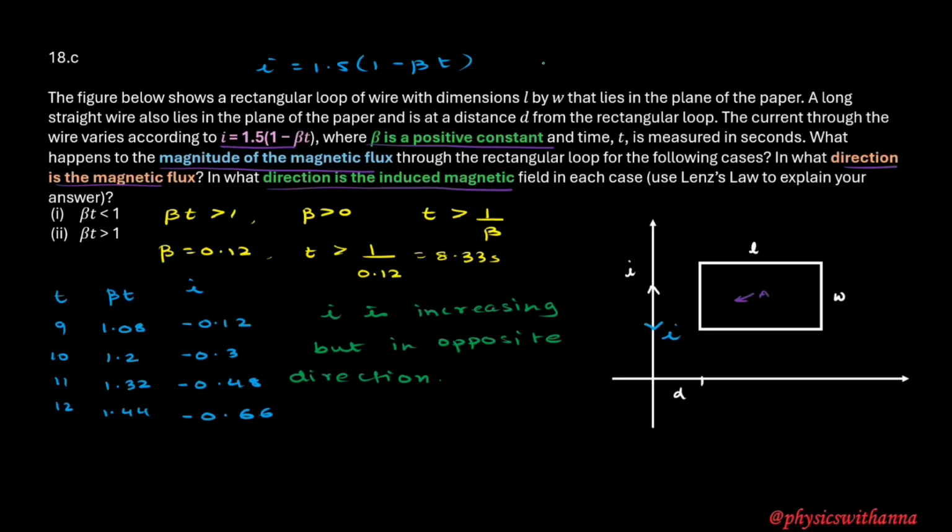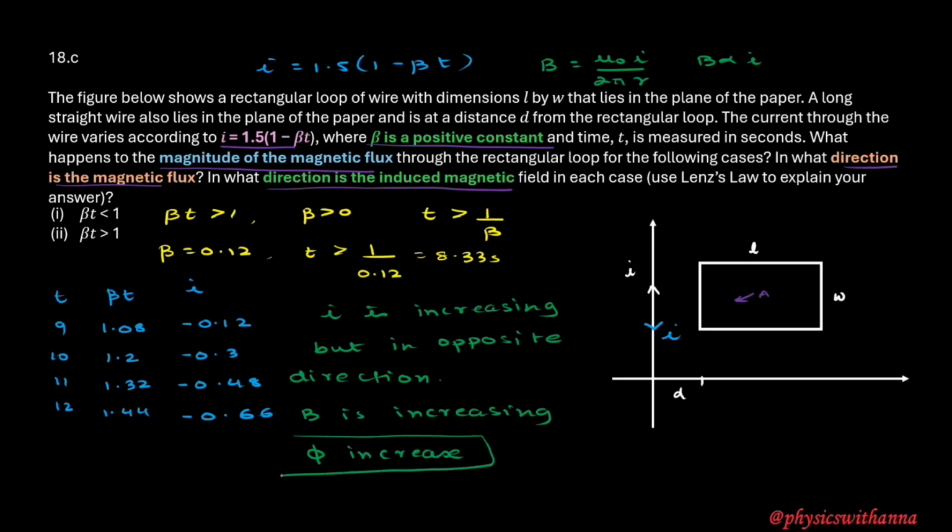Next, we know that magnetic field due to a straight wire is given as mu naught I over 2 pi r. So this magnetic field is directly proportional to I. If current is increasing, magnetic field is also increasing. And if magnetic field is increasing, magnetic flux through the loop should also increase. So we now determine what happens to the magnitude of the flux. Since magnetic field is increasing, magnetic flux also has to increase.